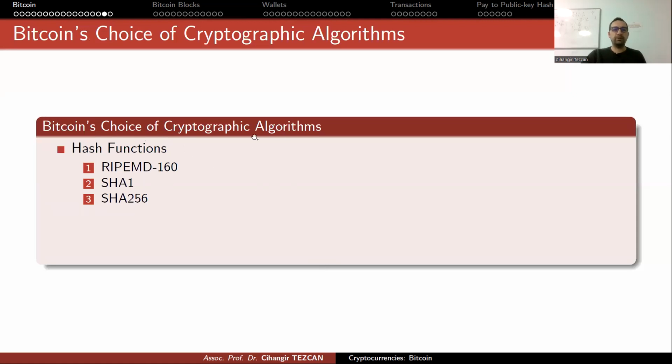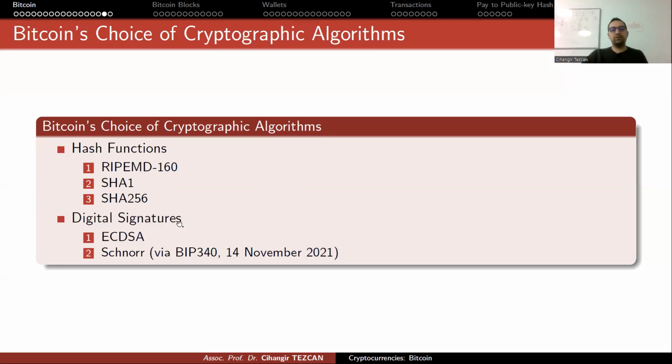So, Bitcoin's choice of cryptographic algorithms, as I mentioned, for the hash functions: we have SHA-1 and SHA-2. I should write SHA-2 here instead of SHA-256, but also RIPEMD-160. But SHA-1 is not used for security. Although there are collisions for SHA-1, it doesn't affect the security of Bitcoin because it is not used directly in any place.